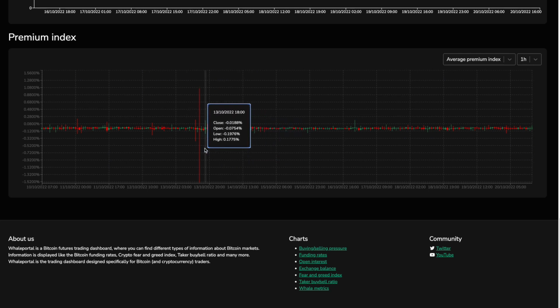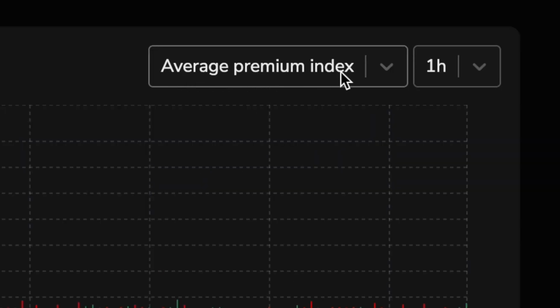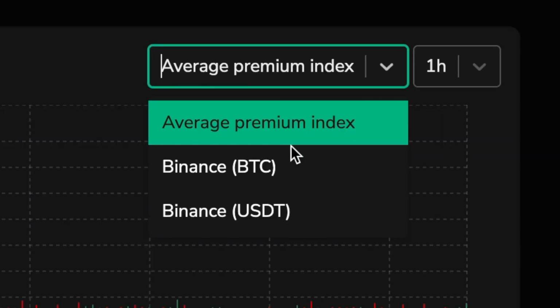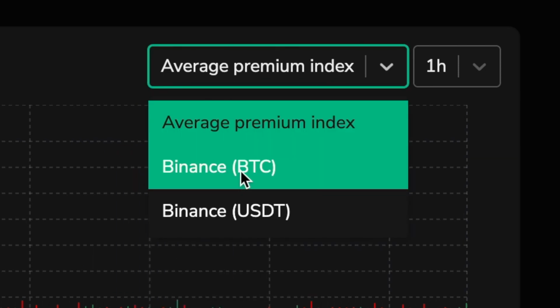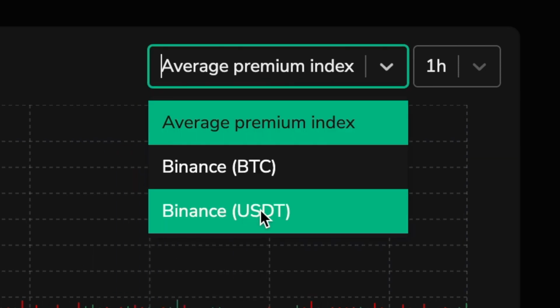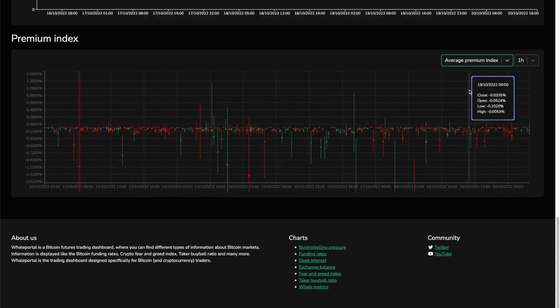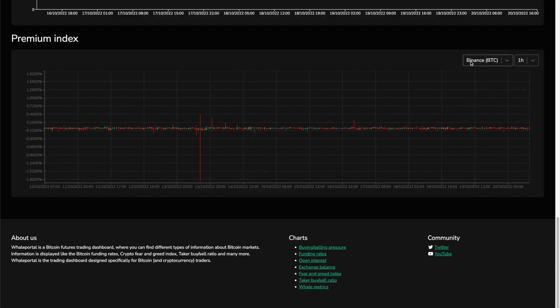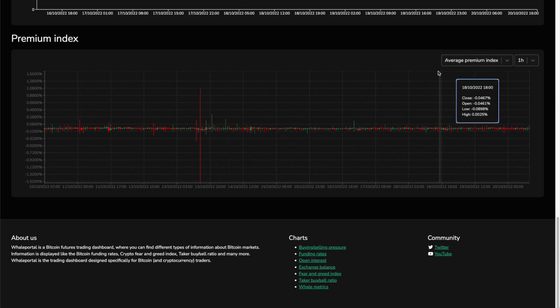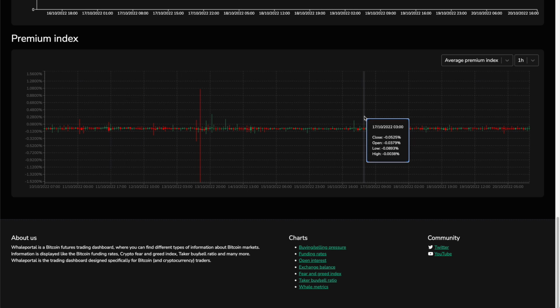And before I jump into the charts, guys, let me quickly show you the options that we have right here. We have here the average premium index. That is the average from the Binance BTC collateralized contracts and the Binance US dollar Tether collateralized contracts. So we can look at them individually as well. But I think the strength right here is to look at the average premium index, because it takes both the US dollar Tether contracts and the Bitcoin collateralized contracts. So let's have a look at the first example.